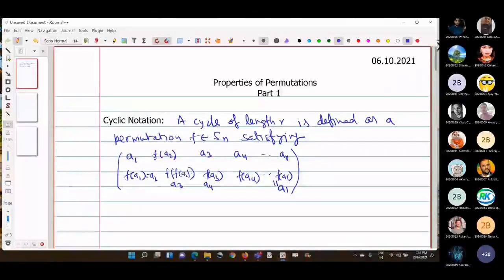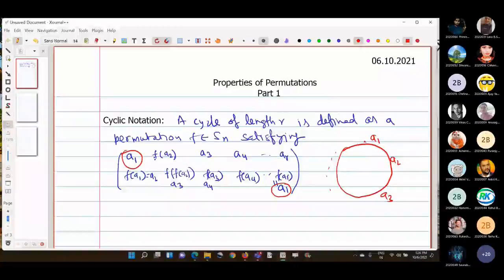We are starting with a1, and we are terminating, or we are getting finally, a1. Okay, so there is a cycle. So this kind of thing: we have started from here a1, then a2 is coming, then a3 is coming, and similarly we are going to get a1 finally. Okay, so this is a cycle. So in short, if this f satisfies this property, then we say that this is an r cycle.